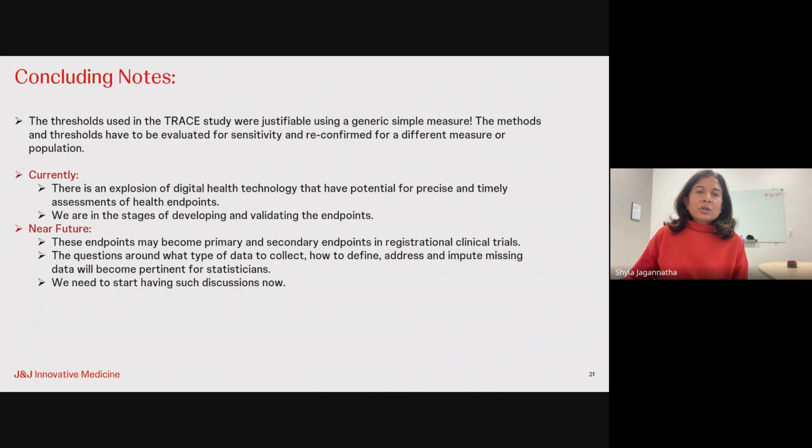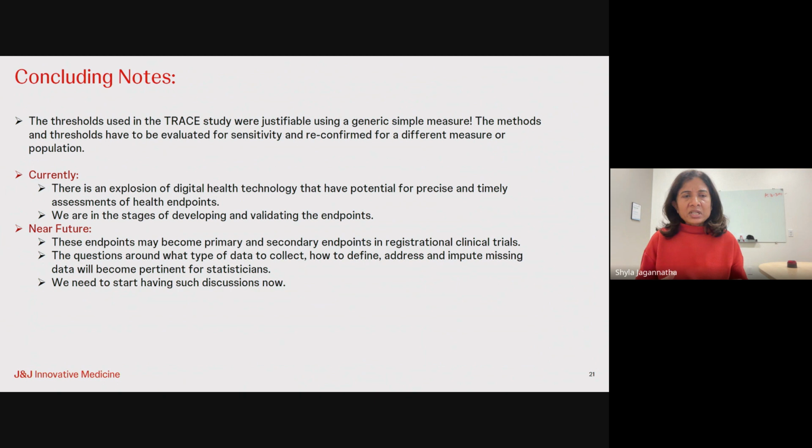So the concluding notes I want to say is, yes, based on the approach that we used, it seems what we used was reasonable. Again, the methods, the endpoints, and the thresholds have to be evaluated for different endpoints. Sensitivity analysis has to be performed and reconfirmed again for a different population.